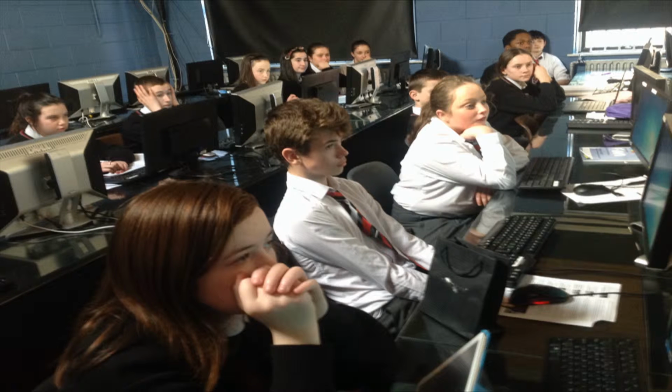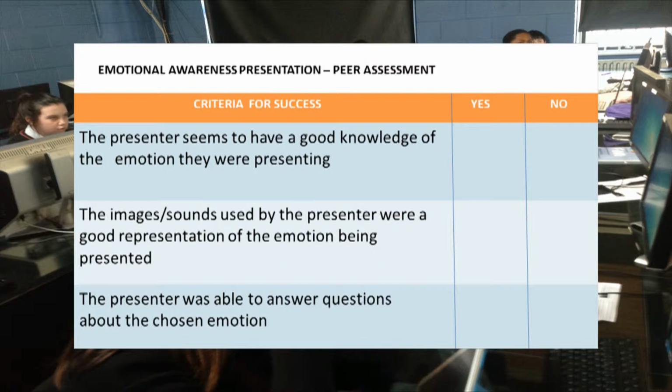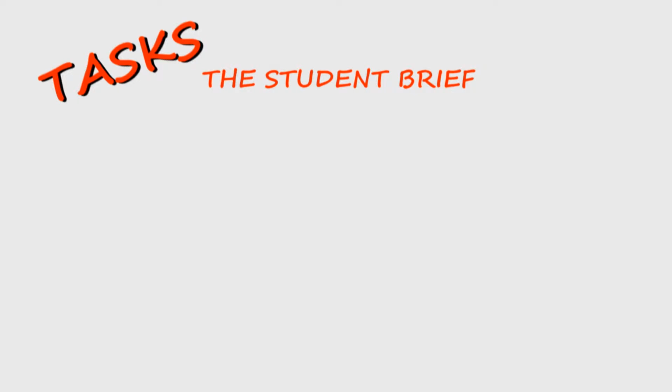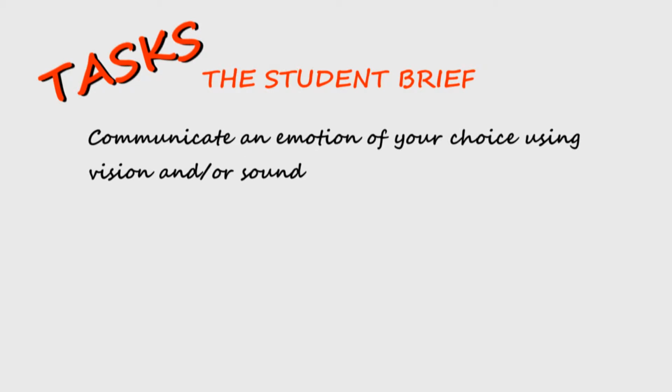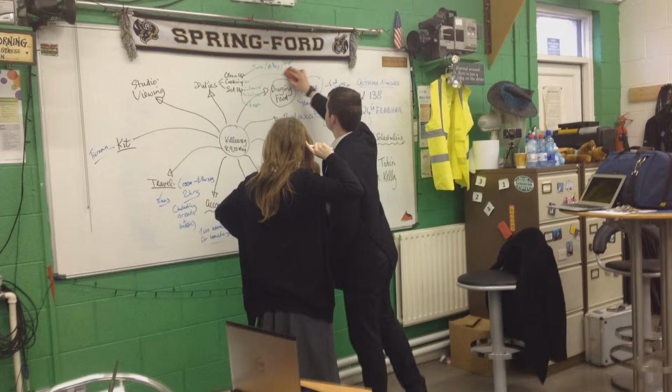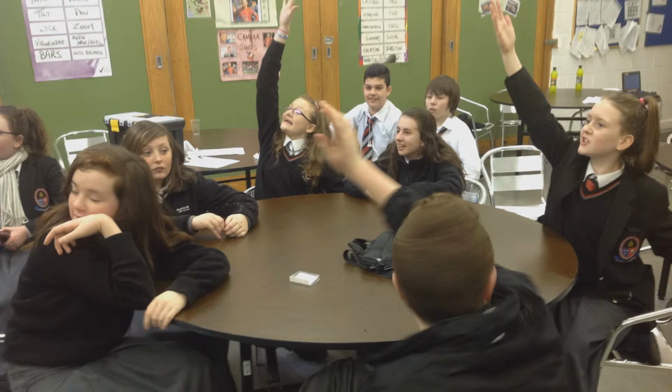To provide further feedback, the class would engage in peer group assessment using the criteria of success identified by the group at the beginning of the learning experience. The first step was to give the students a clear description of the tasks to be completed. Each student is challenged to communicate an emotion of their choice using vision and/or sound. They must then present the piece of work to the rest of the class and explain the background to the idea or emotion. The explanation takes place after the presentation and takes the form of a question and answer session.